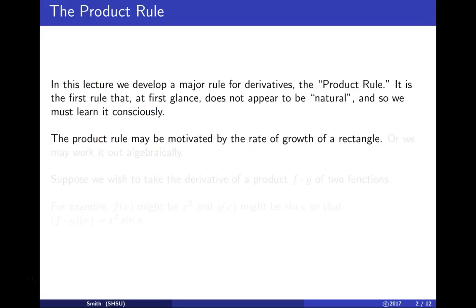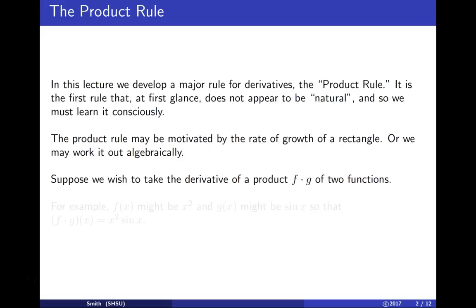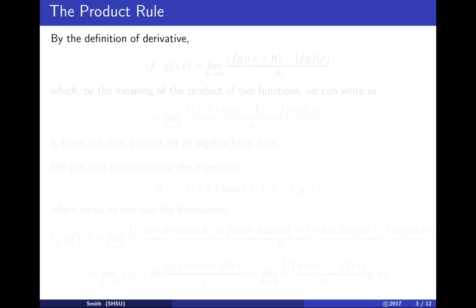consciously. The product rule may be motivated by the rate of growth of a rectangle, or we can work it out algebraically. Suppose we wish to take the derivative of a product of two functions. For example, one function might be f of x equals x squared, and the other function might be g of x equals sine x, so that I'm looking at x squared times sine x. I know how to differentiate x squared. I know how to differentiate sine x. How do I differentiate x squared sine x?